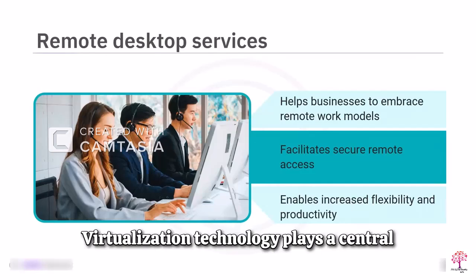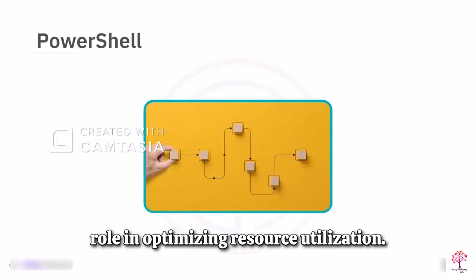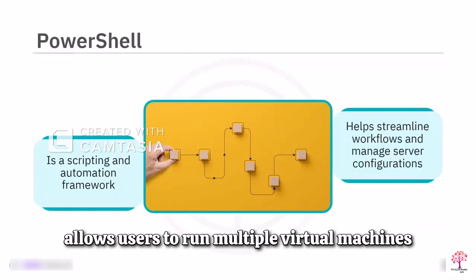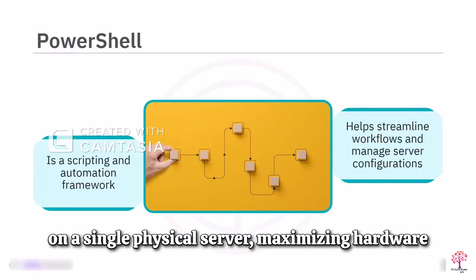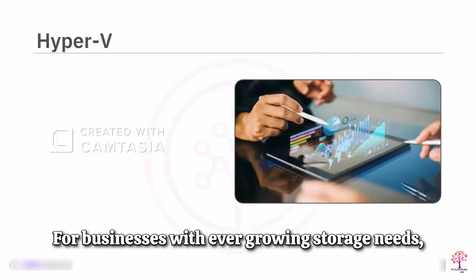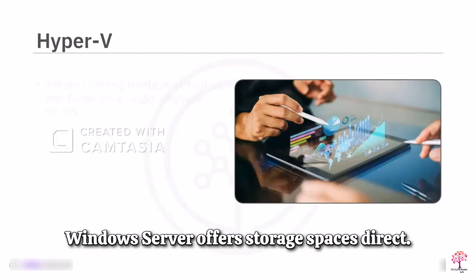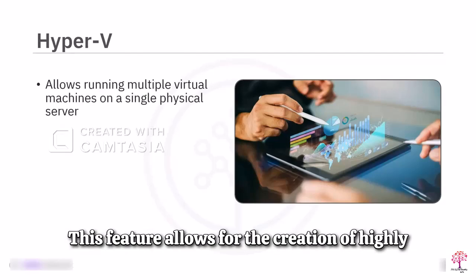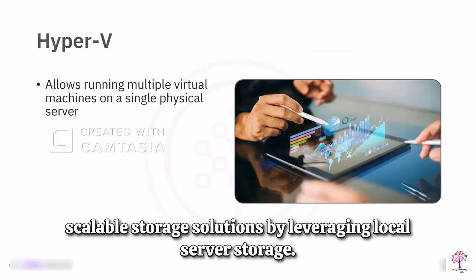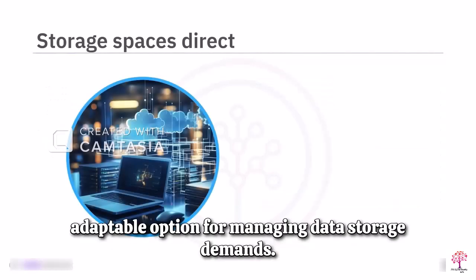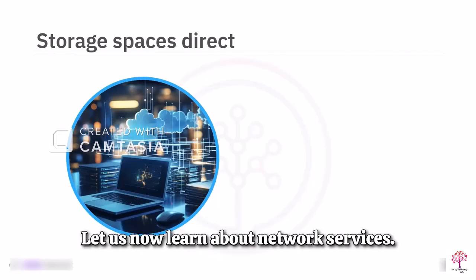Virtualization technology plays a central role in optimizing resource utilization. Hyper-V, a feature within Windows Server, allows users to run multiple virtual machines on a single physical server, maximizing hardware efficiency and reducing costs. For businesses with ever-growing storage needs, Windows Server offers Storage Spaces Direct. This feature allows for the creation of highly scalable storage solutions by leveraging local server storage. S2D provides a cost-effective and adaptable option for managing data storage demands. Let us now learn about network services.